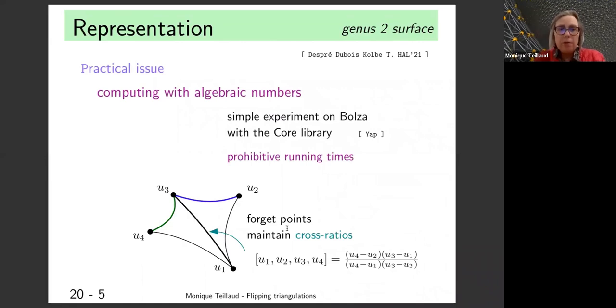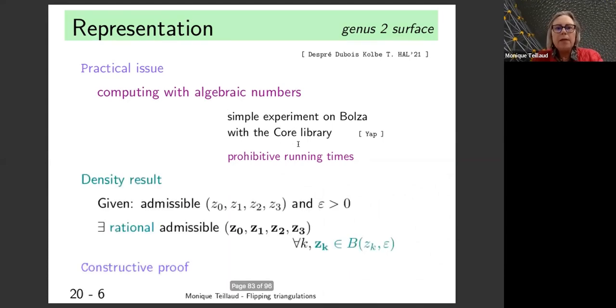But we soon run into really serious problems, in that we still have algebraic numbers. I already mentioned this issue for the other algorithm, but we reached the same issue. So we tried, but we really cannot do much. So the idea is that we proved a density result showing that, given some admissible octagon, we can find a rational admissible octagon, in which the real and imaginary parts of the complex numbers are all rational. And these rational numbers are all close to the previous ones. We can prove that, and it's really constructive. So this allows us to do all the computations with only rational numbers. In practice, it makes a huge difference.